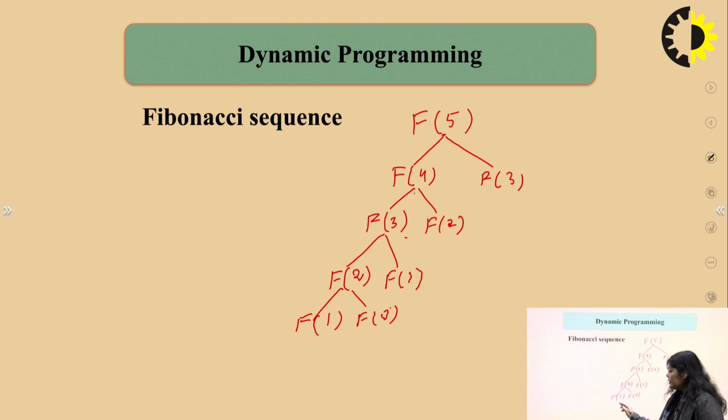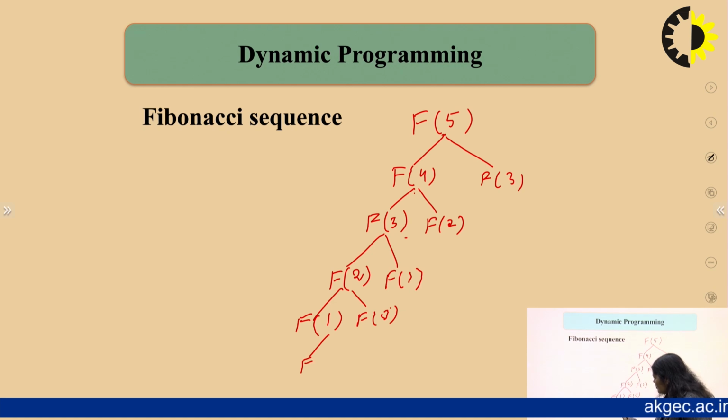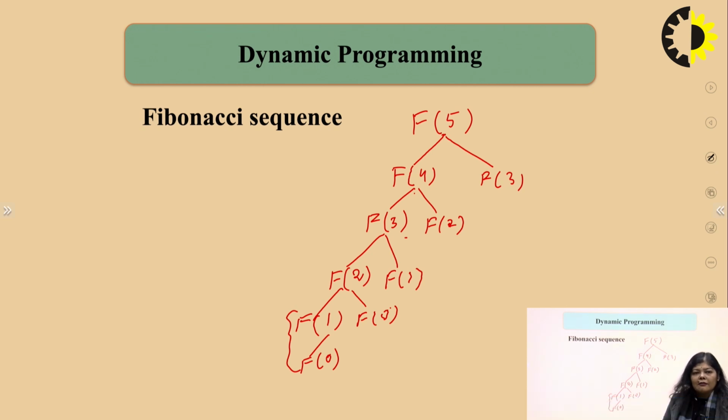Now for F1, again, I can directly put up the solution, or I can take it to F0's solution. So these are actually the base cases, so we can put solutions directly here. There is no need to find out the solution explicitly. We already know the values of F0 and F1, right? So we can directly put solutions here.